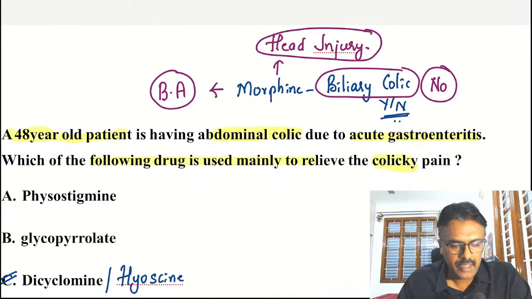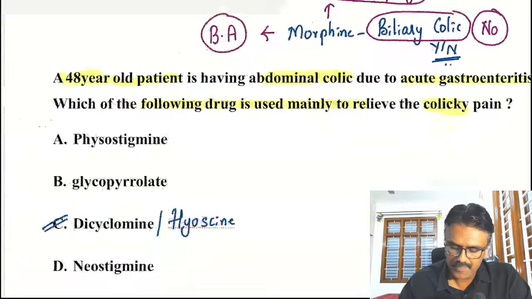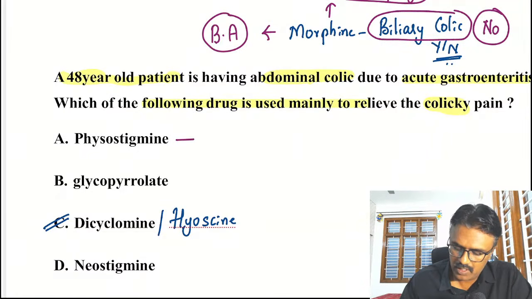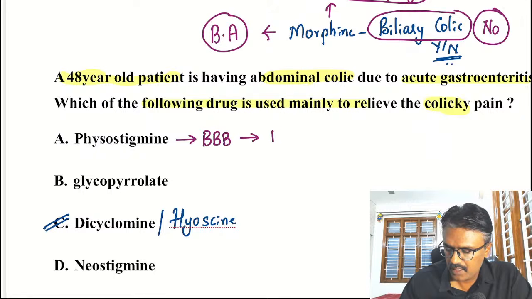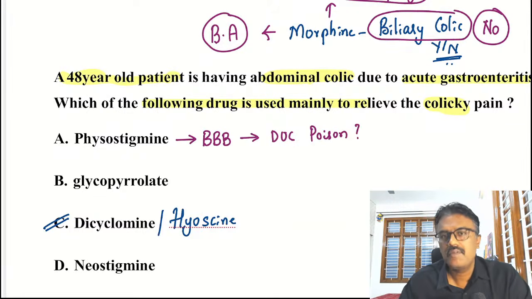Okay, contraindicated. Whenever you think of physostigmine, this drug crosses the blood-brain barrier, and it is a drug of choice for which poisoning? Anybody? Which poison do we use this physostigmine for? Yes, very good, Jovit. If you give morphine in head injury, it increases the intracranial pressure, correct.